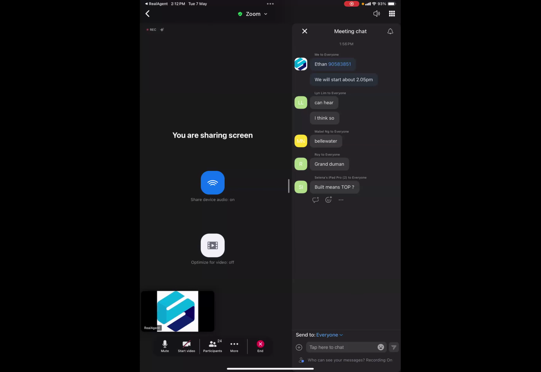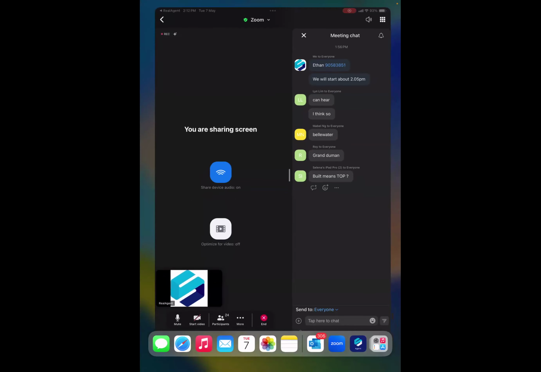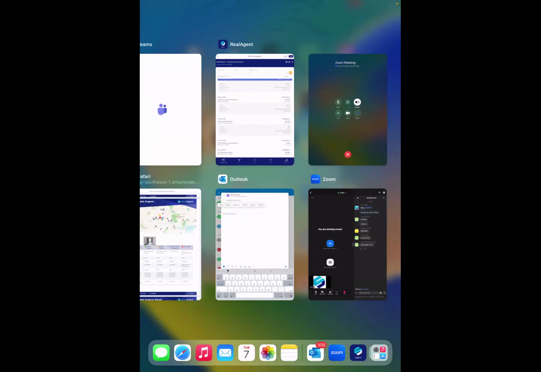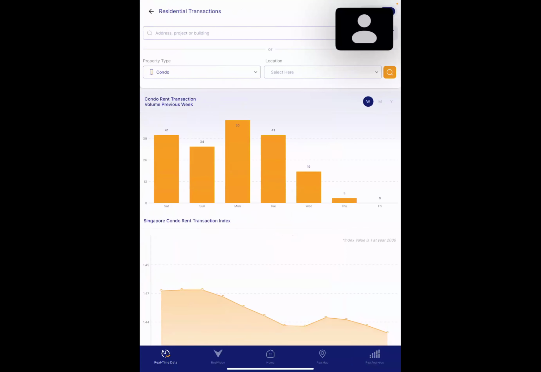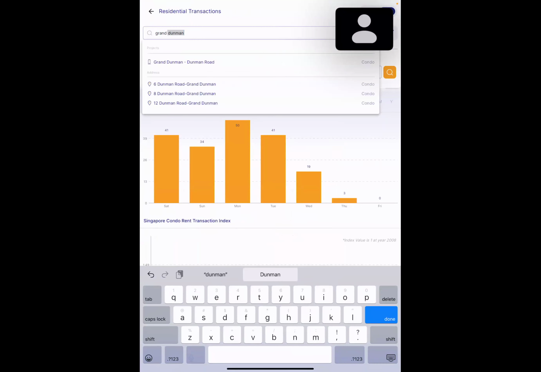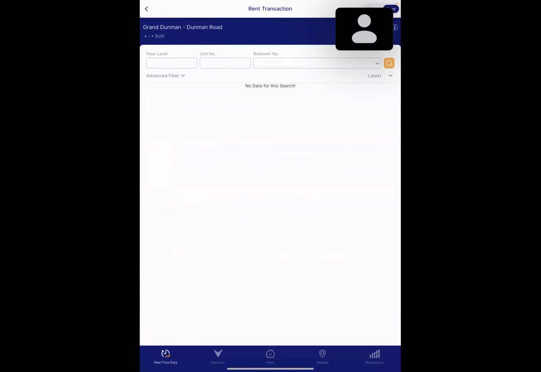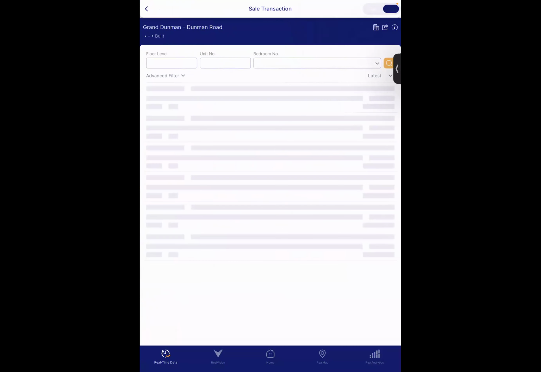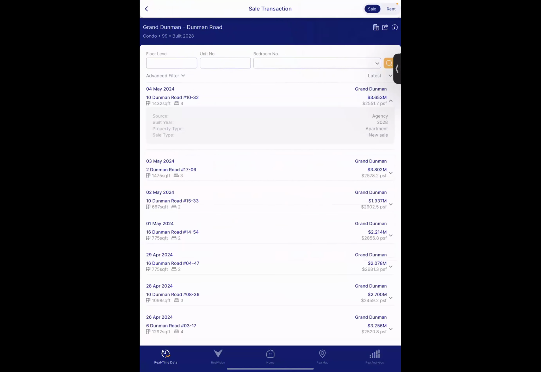Okay, let's try one more. Grand Dunman. So in order to see, you just need to press Grand. Grand Dunman. This one is BUC, building under construction. So 4th May is the latest one that I have.